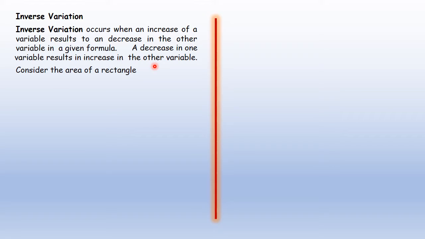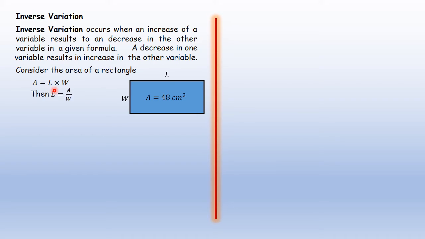Now, to illustrate this, I'm going to consider the area of a rectangle. Normally, if we have a rectangle whose area is 48, but we don't know what length or what width it is, or we say that L and W are constantly changing but the area is constant, which is 48, then we know that A is equal to L times W. So area is normally length times width. And making L the subject of the formula, we have A over W. That is, L is equal to A over W. Length should be the area divided by the width.